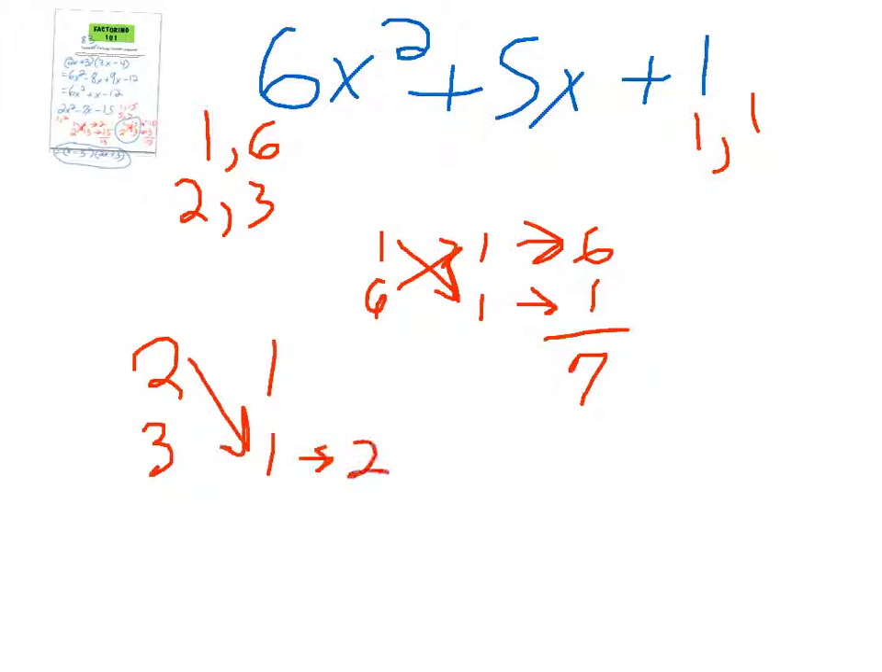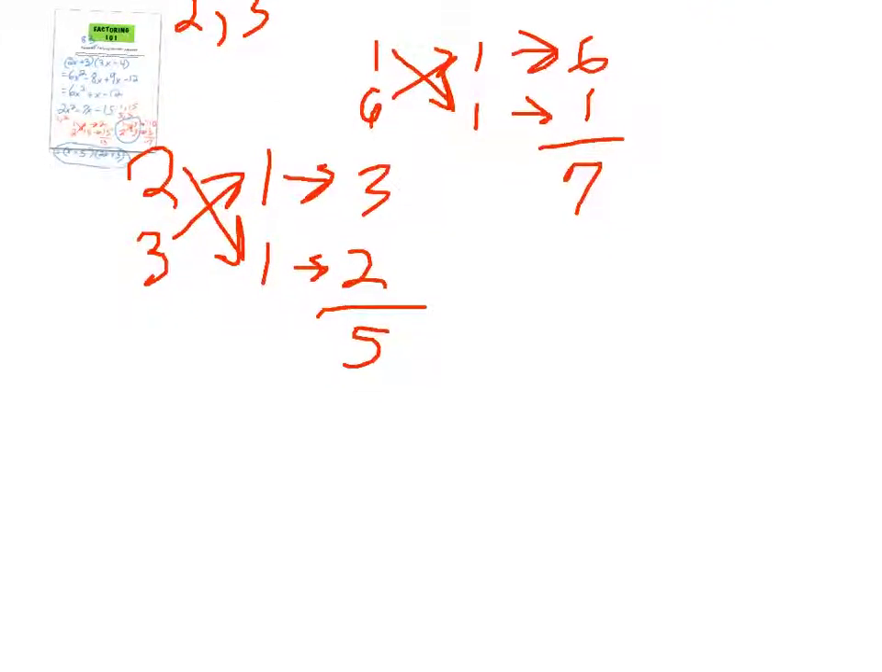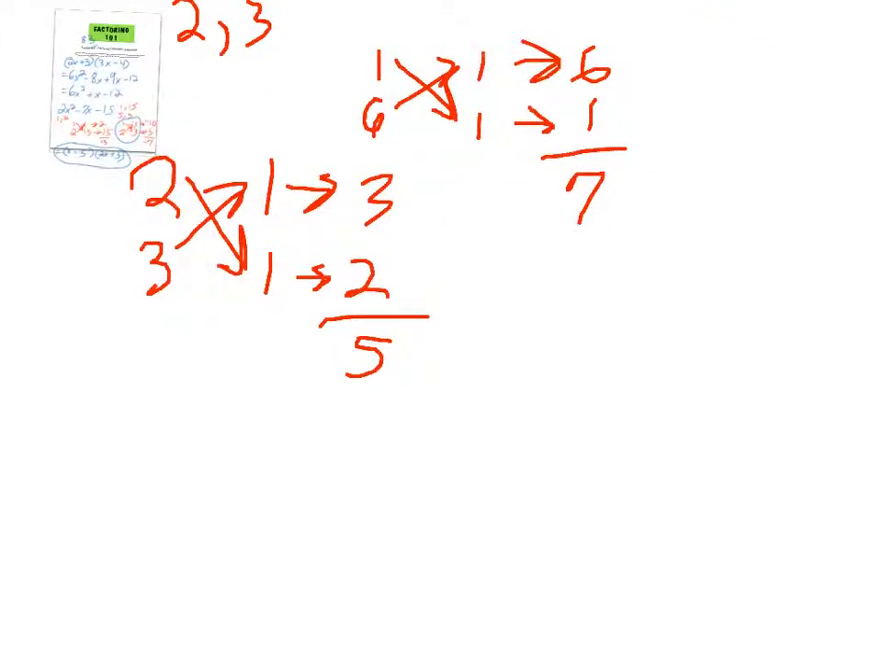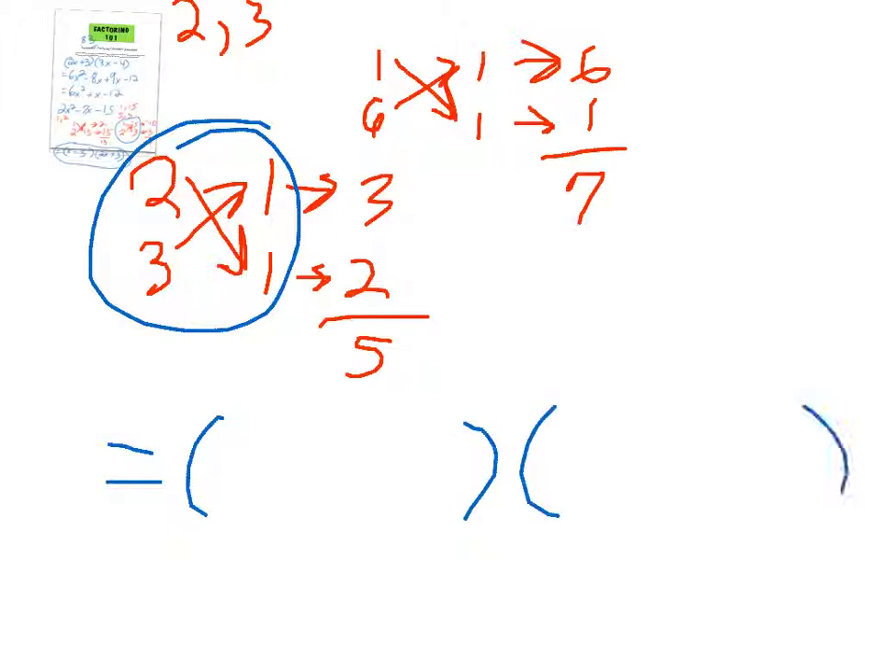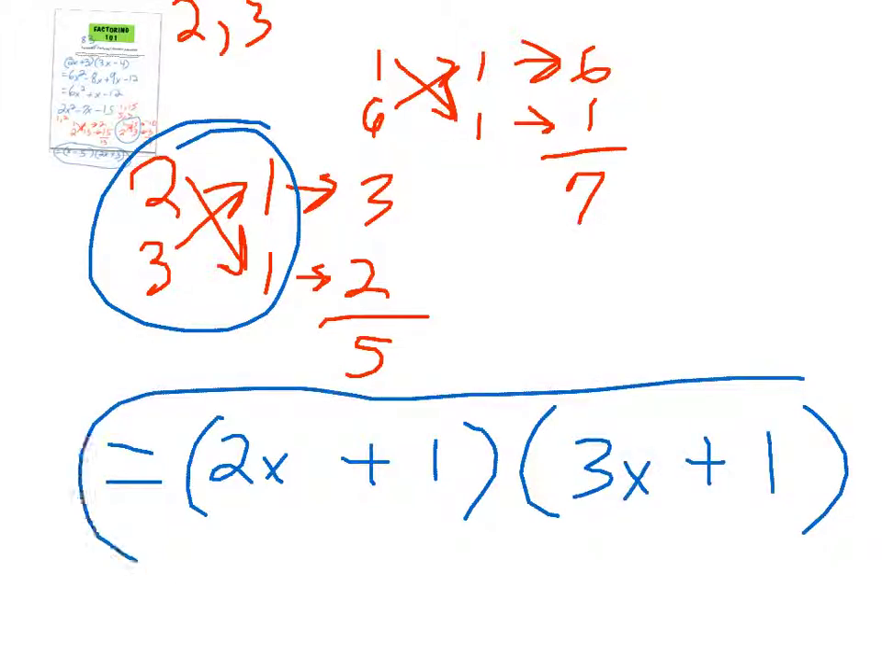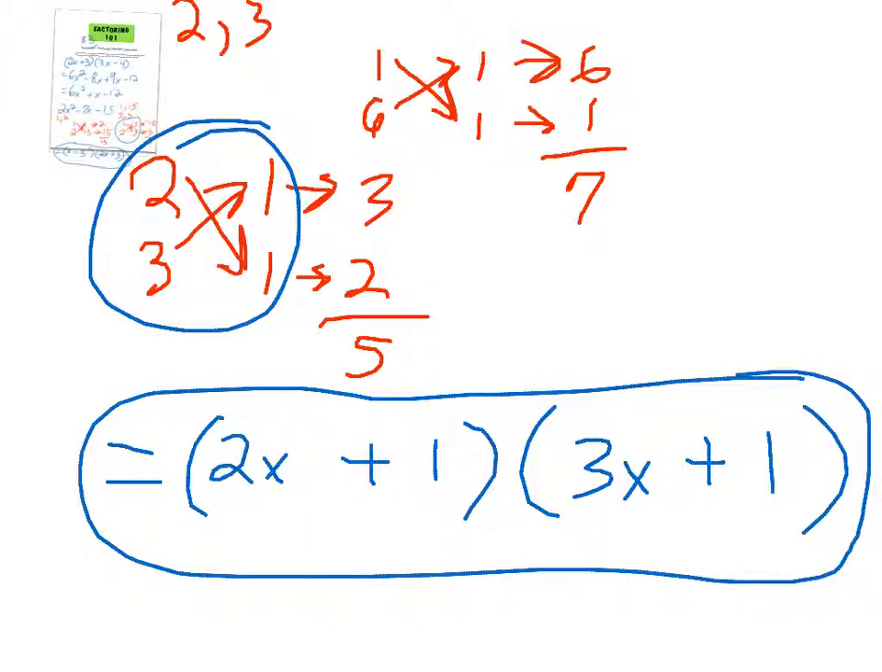2 times 1 gives me 2. 3 times 1 gives me 3. I add those two together and I get 5. 5 is supposed to be positive, so I want that to be positive. Alright, now I'll write my factors. Again, I just go straight across once I select my correct pairs of factors. So it's going to be 2x plus 1 and 3x plus 1 for our answer. That gives you a couple of little examples to take a look at before you do your homework.